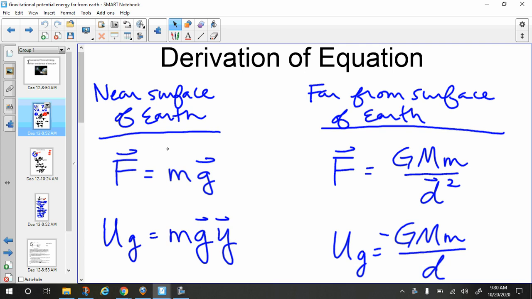When we're near the surface of the Earth, we're assuming that the gravitational field strength is constant. And since we're assuming that, we can use this equation: force of gravity equals mass times gravitational field strength. And then we use the gravitational potential energy equation, mass times gravitational field strength times y. So y is the position in the gravitational field. And once again, this is for constant gravitational field strength.